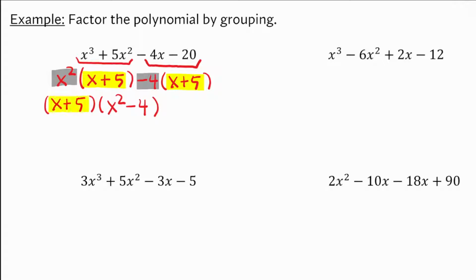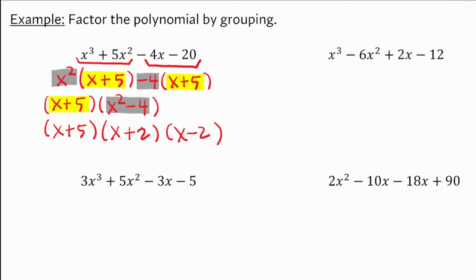Okay, so just to show you where I'm getting this from, use some color. And then x squared minus 4, that's a difference of 2 squares, so I know how to take that a little bit farther. I'm going to say that's x plus 5 multiplied by x squared minus 2 squared, which is going to be x plus 2 times x minus 2. Okay, and that's pretty typical.